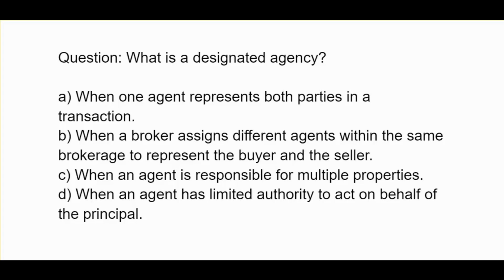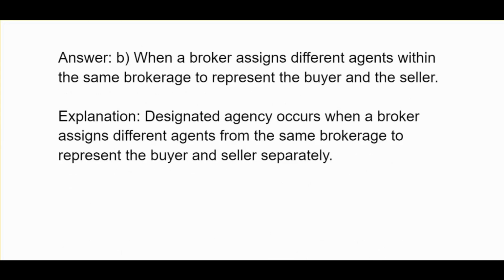What is a designated agency? A. When one agent represents both parties in a transaction. B. When a broker assigns different agents within the same brokerage to represent the buyer and the seller. C. When an agent is responsible for multiple properties. D. When an agent has limited authority to act on behalf of the principal. B. When a broker assigns different agents within the same brokerage to represent the buyer and the seller. Designated agency occurs when a broker assigns different agents from the same brokerage to represent the buyer and seller separately.